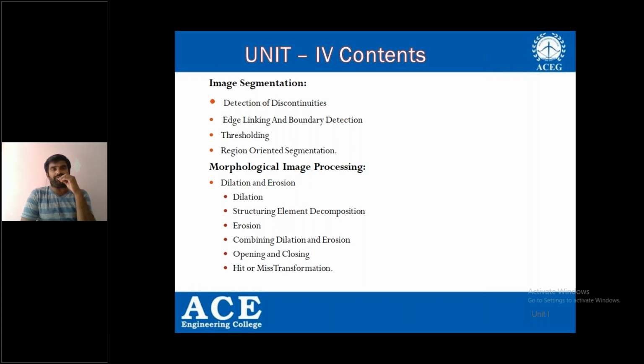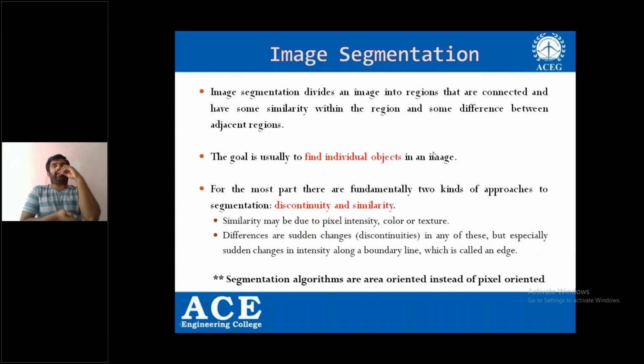So first of all, what is segmentation? In the name itself, you might have heard the word segmentation. The dictionary meaning of segmentation is just to divide into parts. Dividing into parts is called segmentation, right? Here, as I said, image segmentation divides an image into regions that are connected and have some similarity within the region and some difference between adjacent regions.